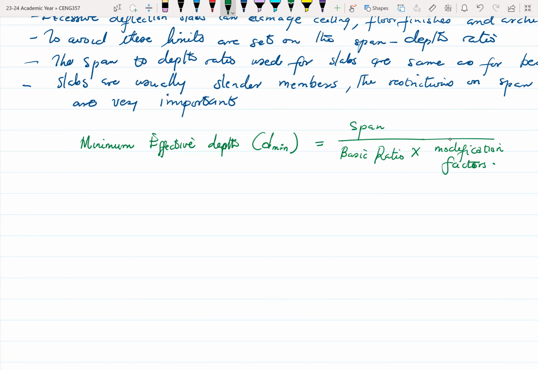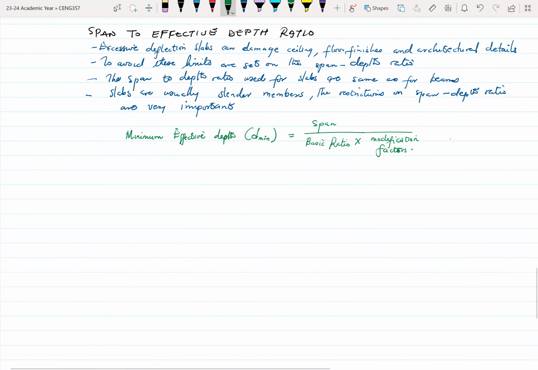All right. So it means that if you know the span over the ratio, then you can determine the minimum effective depth that you need for your slab. If it's lower than the minimum, your slab is going to be slender, which means that it can deflect excessively and then cause damage to ceilings and floors and also some architectural detailings. So the modification factor, we'll look at what this is.